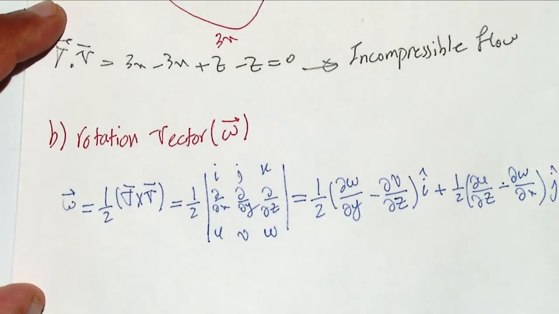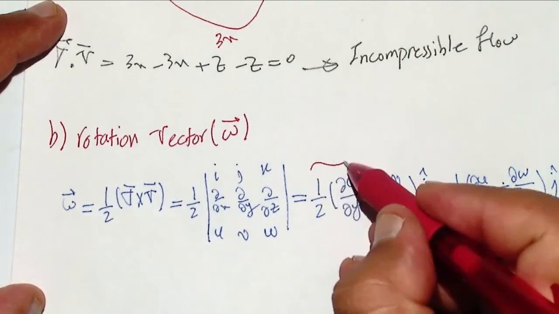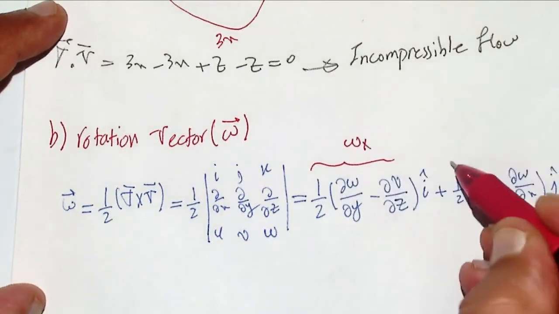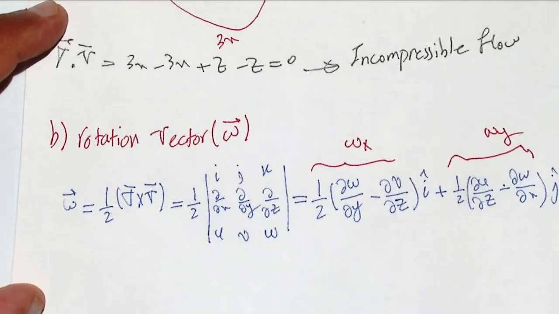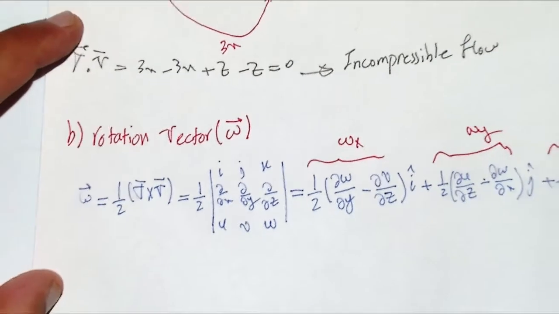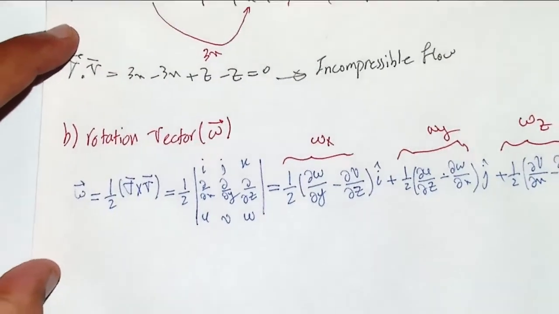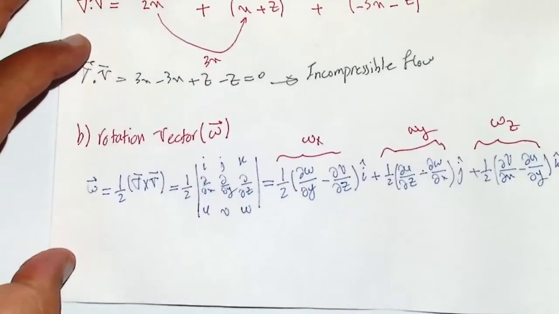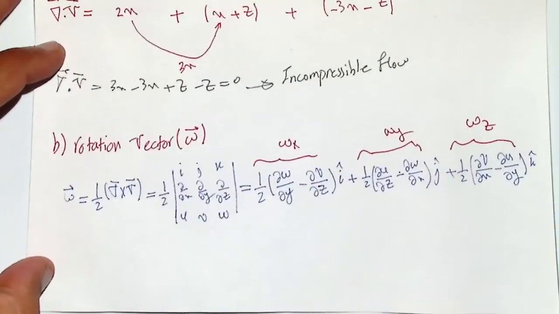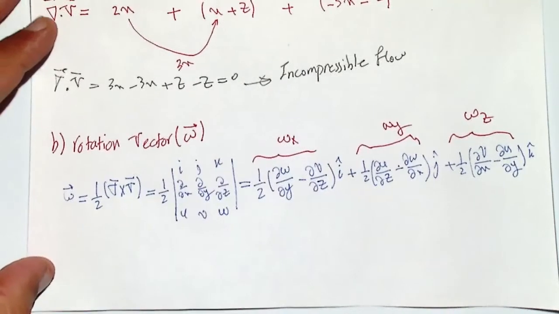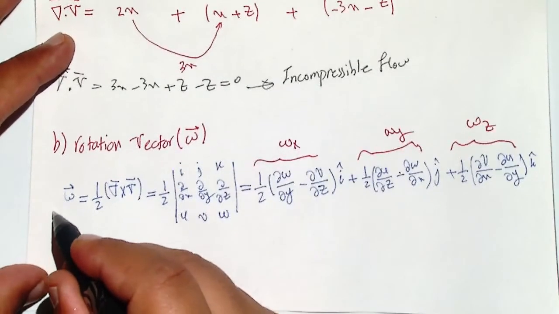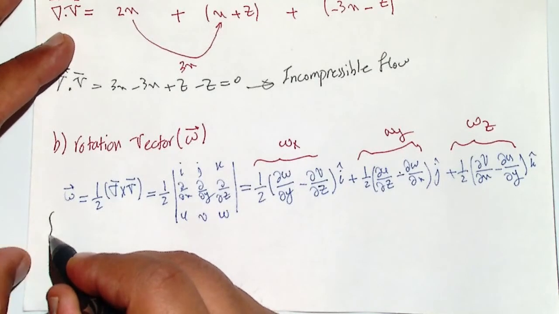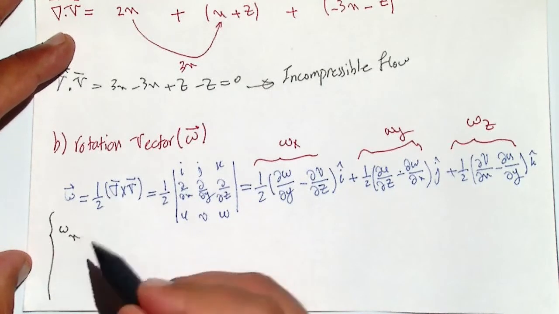That's okay. So this first term is omega x, the second term is omega y, and that's omega z. So that's the equation for the rotation vector. But since you are going to calculate those terms separately, I will write it like something like that.